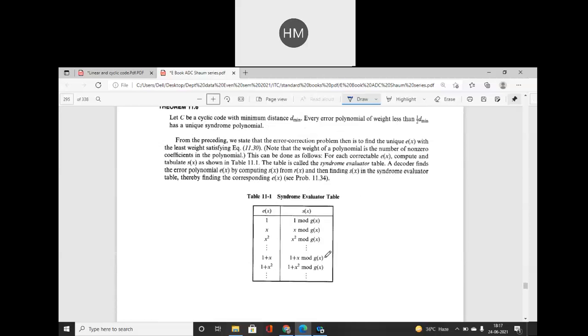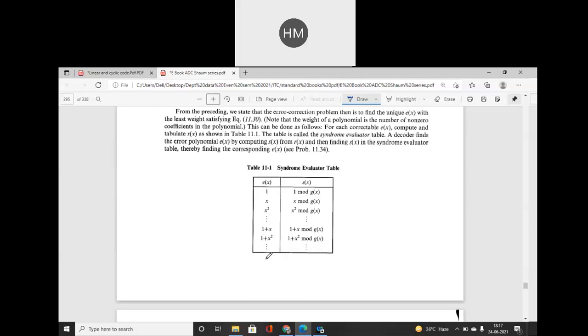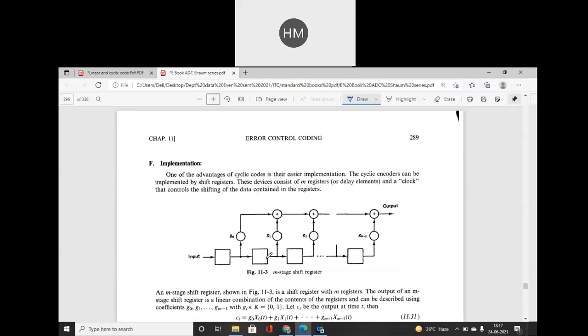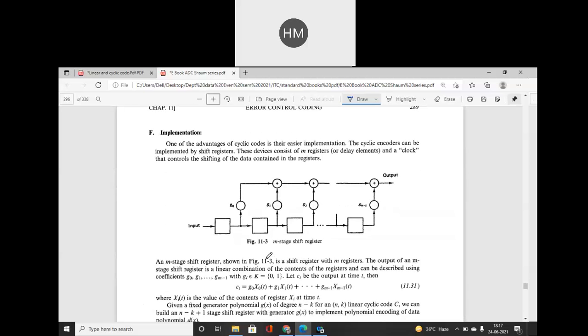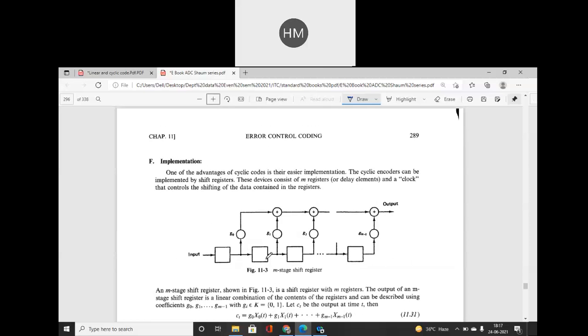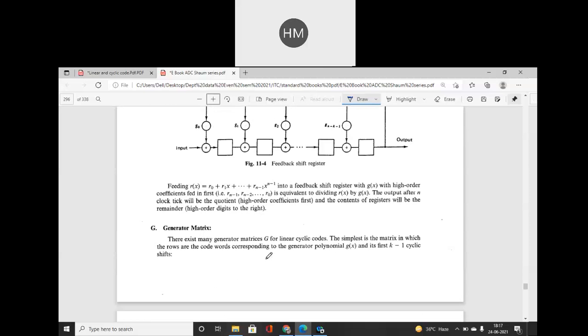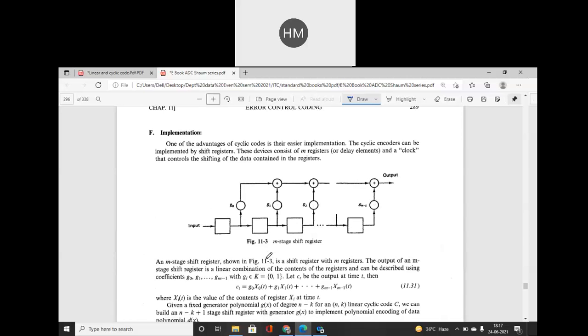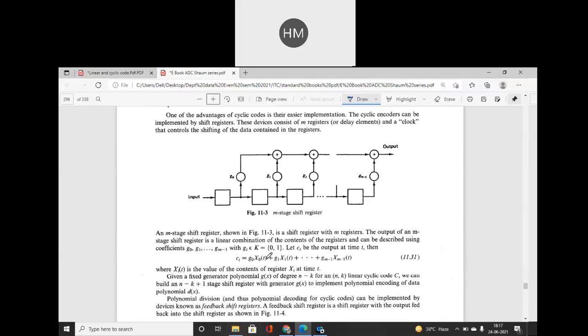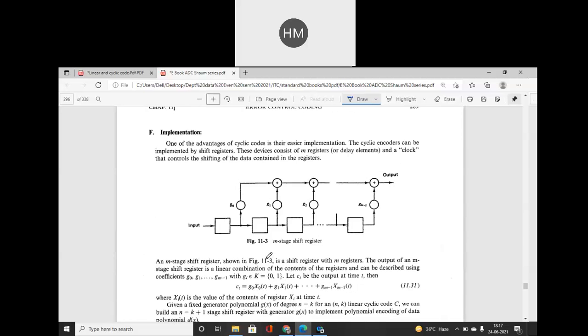S(x) मैंने फाइंड कर लिया है. I will compare this S(x) and find the error value from this table, and that will be the error generated for that received vector polynomial. ठीक है. Now you can draw this. This is your encoder and decoder of cyclic codes. Encoder and decoder, you can just draw this diagram.